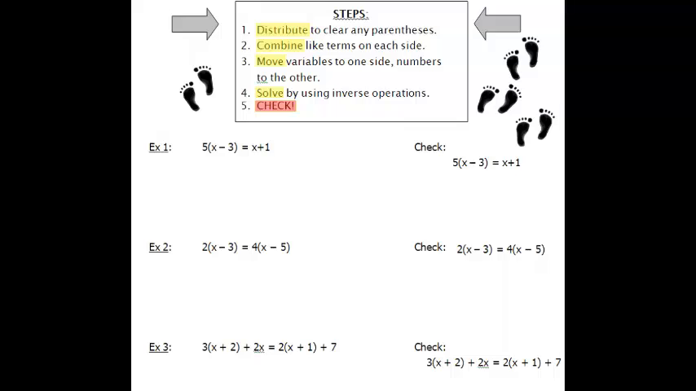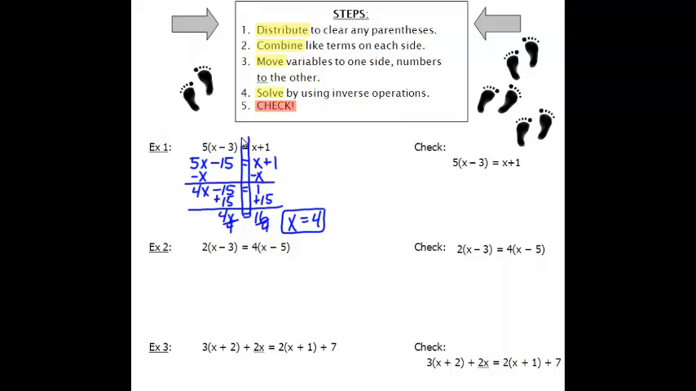Let's start with number 1. The first thing I'm going to do is distribute to clear the parentheses. So 5x minus 15 equals x plus 1. Then I want to get my variables to one side. Again, I'm going to move the x so that I keep my coefficient positive, and I will get 4x minus 15 equals 0 plus 1, which is 1. Add 15 to both sides, giving me 4x equals 16, and finally divide by 4, multiplicative inverse, and I get x equals 4.